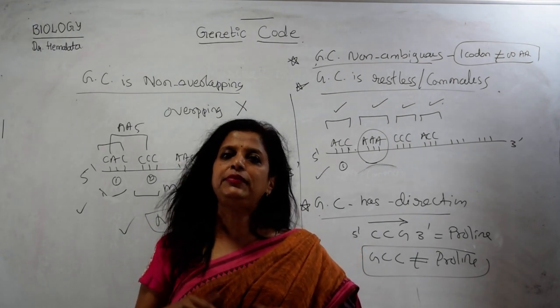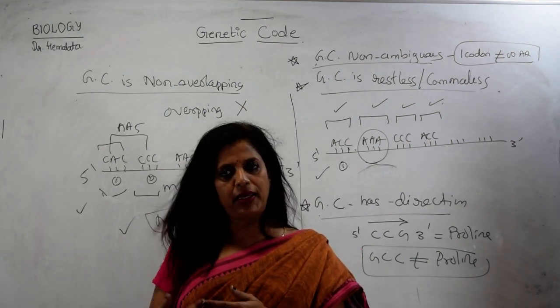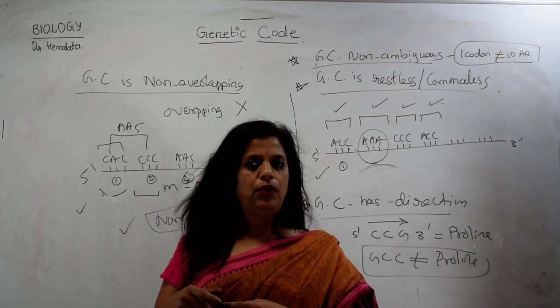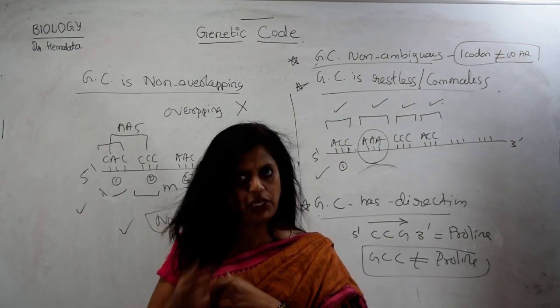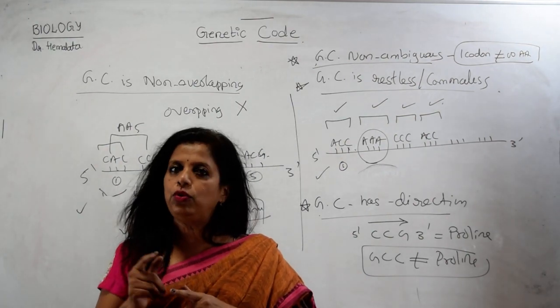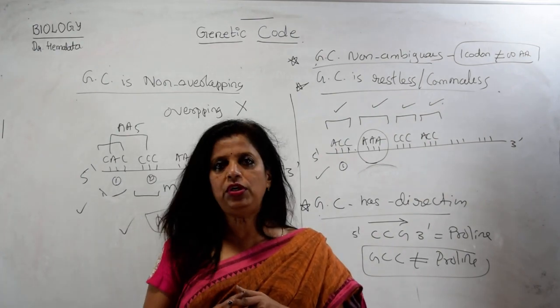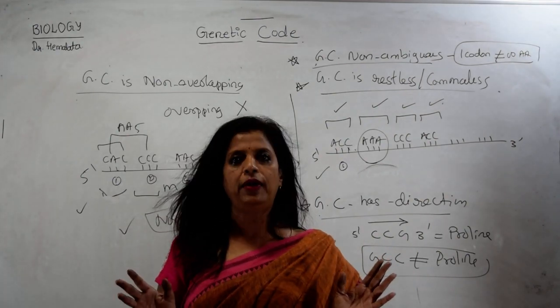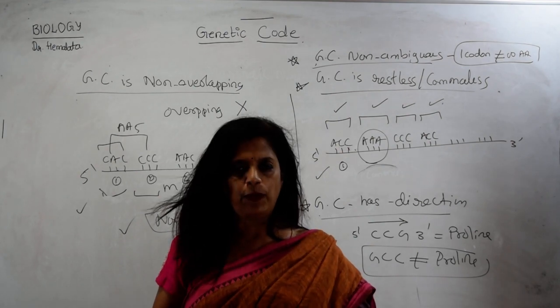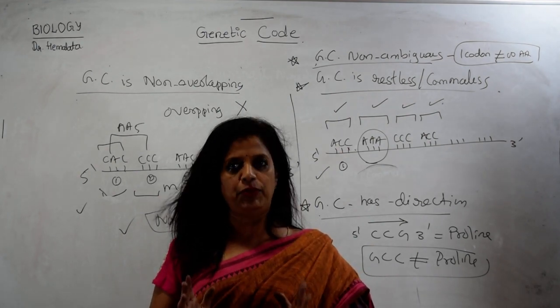And with that, another characteristic I gave was the silent mutation. If there is a change in the last nitrogen base, there is no change in the amino acid, no change in the protein, but a mutation has happened. This mutation is not expressive. Therefore, we call it a silent mutation.